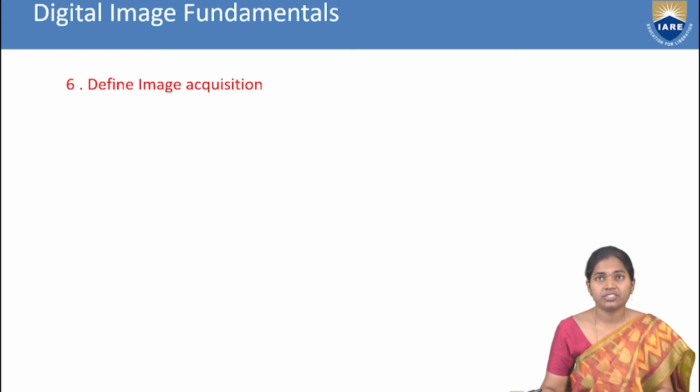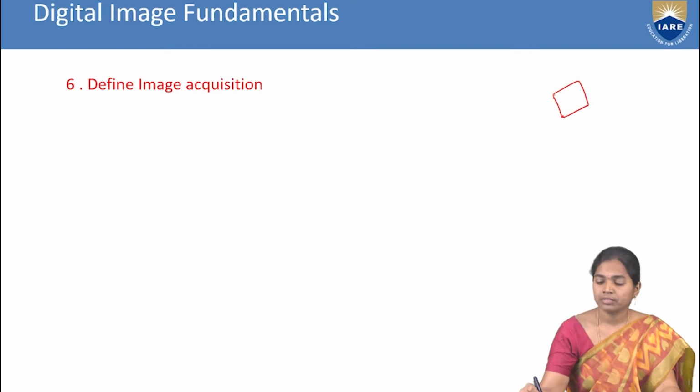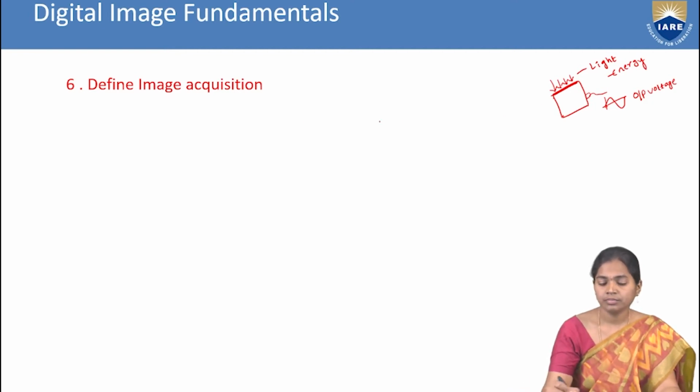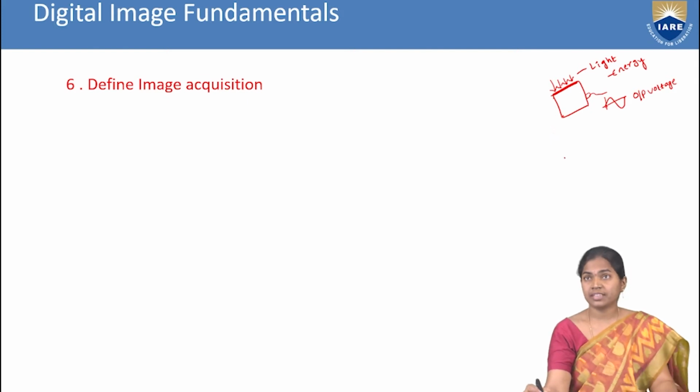And image acquisition. For this image acquisition we are using a sensor. In this sensor, the light energy falls on the sensor, and whatever energy falls on it, it gives a proportional output voltage. This is a single sensor. For acquisition we are also using a sensor strip.